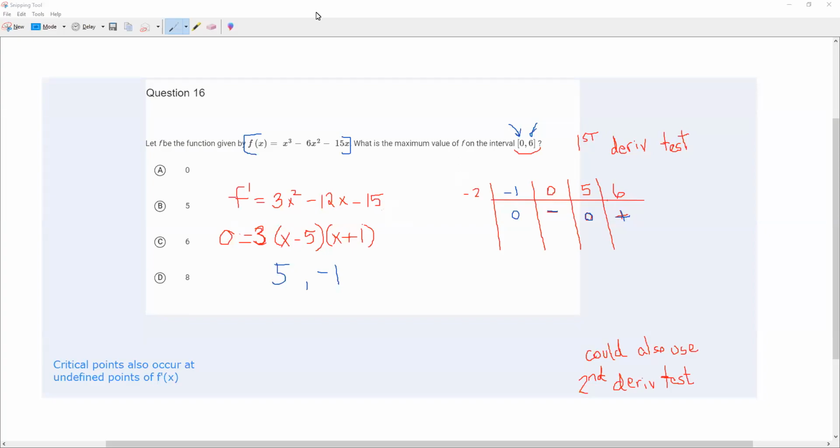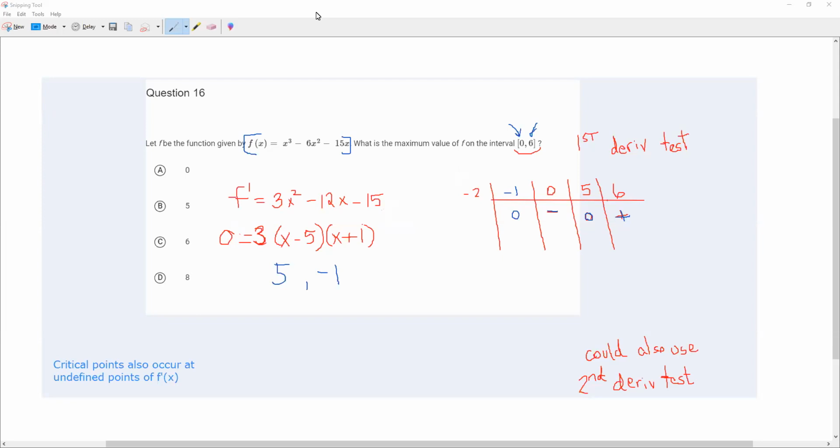This is an absolute extrema problem. We need to pay attention to two things that could easily trip us up. First, there's a closed interval given to us. We need to make sure our absolute extreme value falls inside that interval.